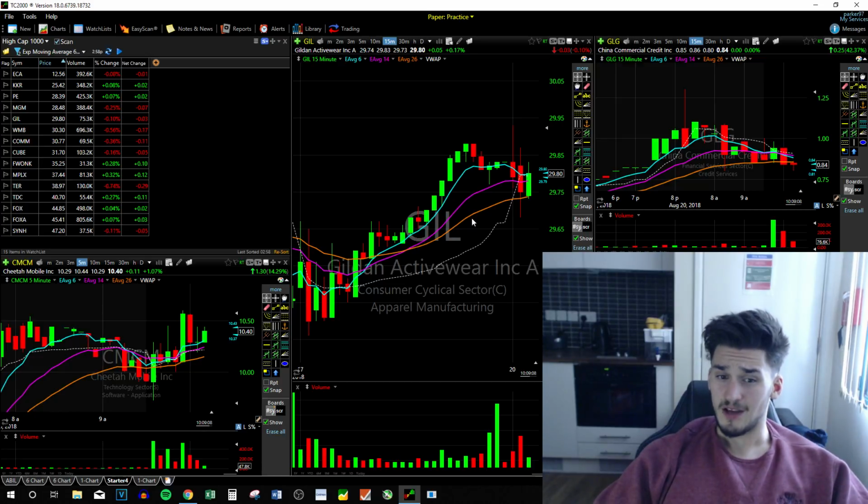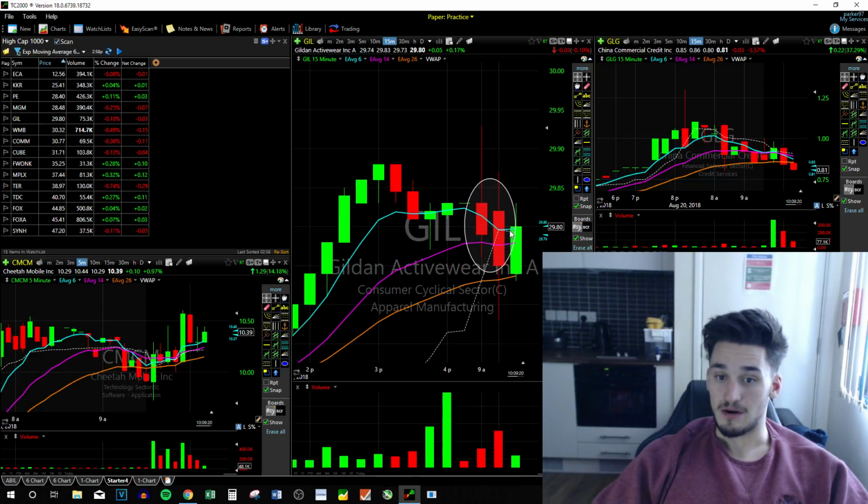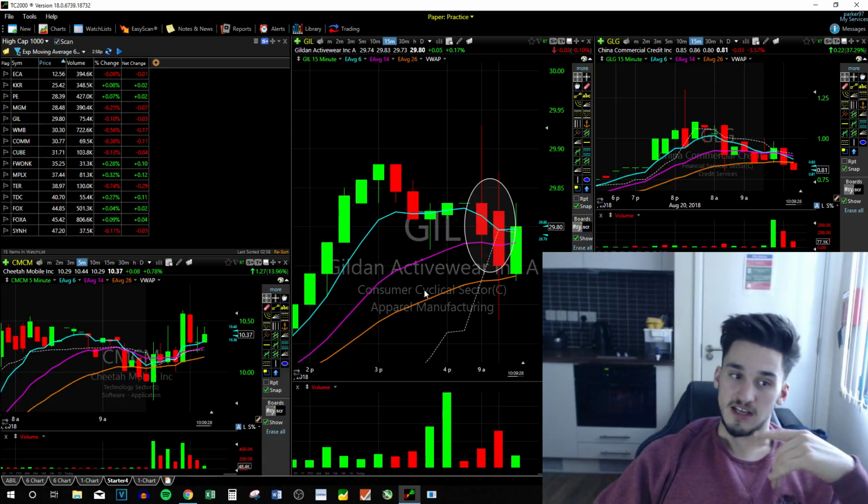As you can see here, the price action is above the VWAP quite substantially. So normally the price will come down to the VWAP like it has here. You can see here the price is now somewhere around the VWAP, and it's bouncing above or on the same levels as the 6 and the 14 EMA.